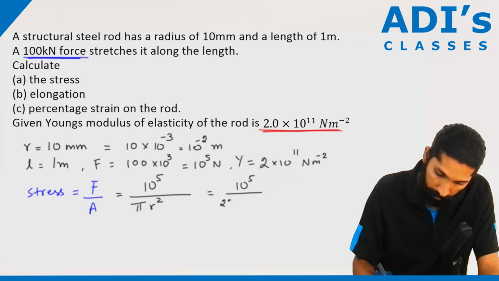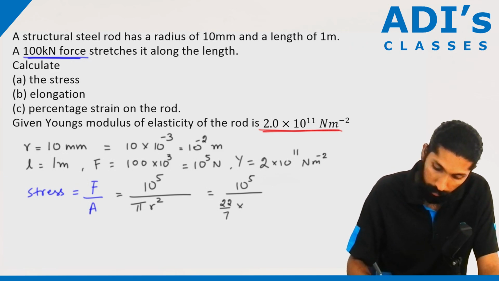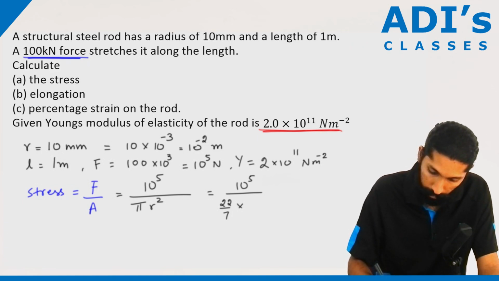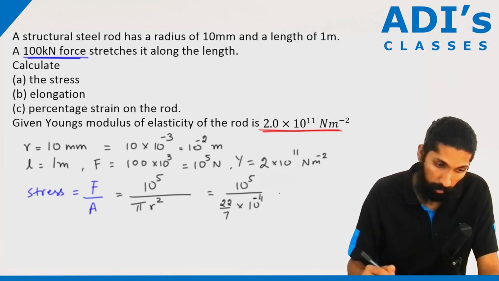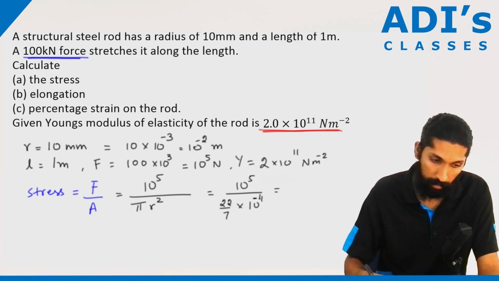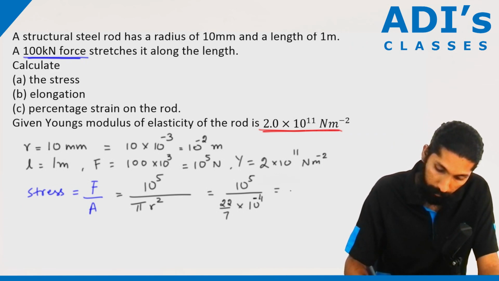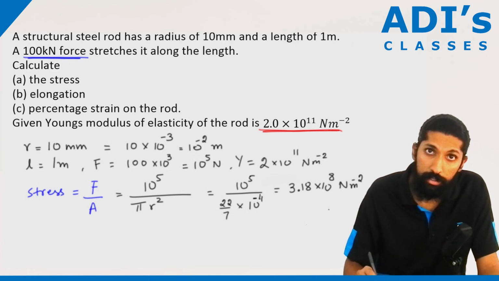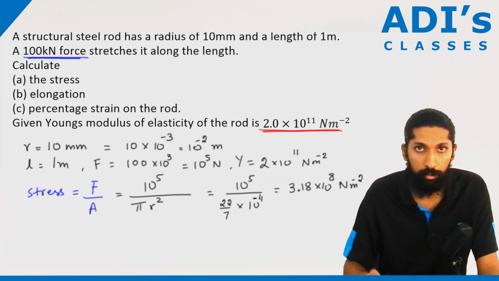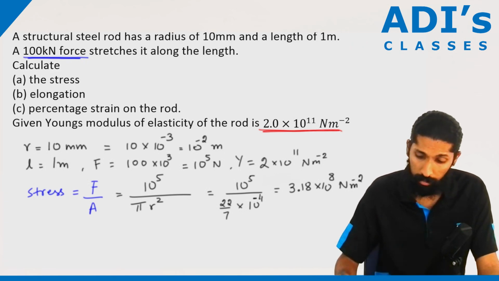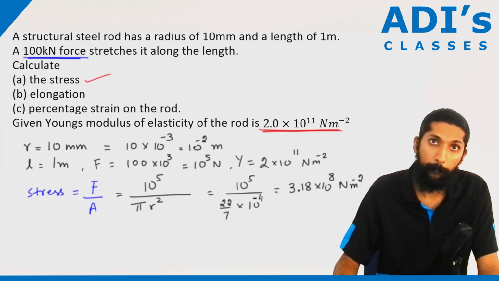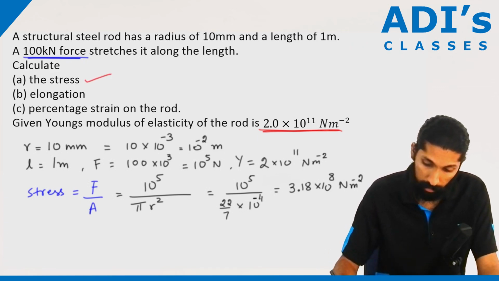So 22 by 7 into radius 10 power minus 2, whole square, becomes 10 to the power of minus 4. If you solve this, you are going to get the answer as 3.18 into 10 to the power of 8 Newton per meter square. This is the stress being applied on the body. So the first part is done. We just finished the stress part. Now let's move on to the next part, which is the elongation.